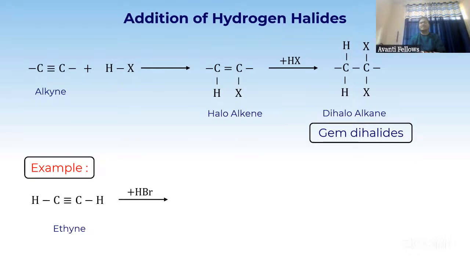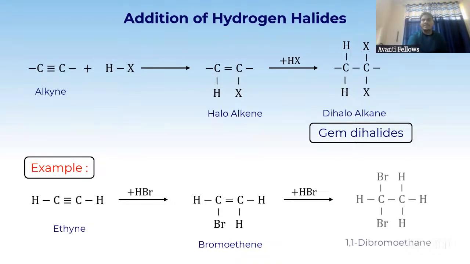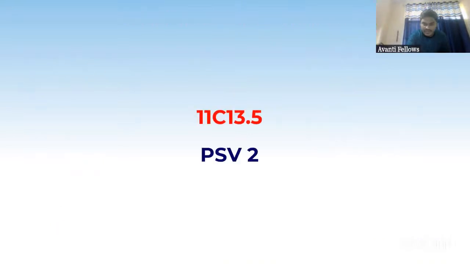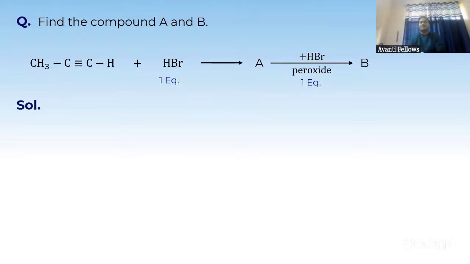Let's understand with an example. Suppose if we have ethyne, that is CH triple bond CH, and when we treat this ethyne with HBr, right? So when we treat this ethyne with HBr, then bromoethene will form. क्या बना? Bromoethene will form. Now again, when we treat this with 1 more mole of HBr, then 1,1-dibromoethane will form. What do they form? 1,1-dibromoethane.